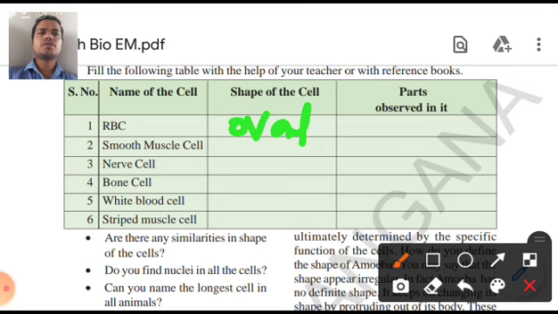Oval, or circular, or round. What are the parts you have observed in it? There are no parts in it. Now the smooth muscle cell. The smooth muscle cell structure is called spindle.